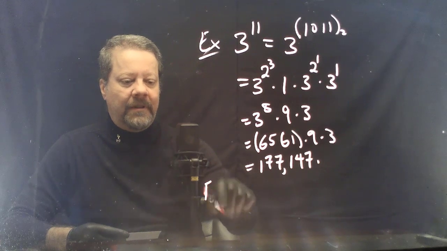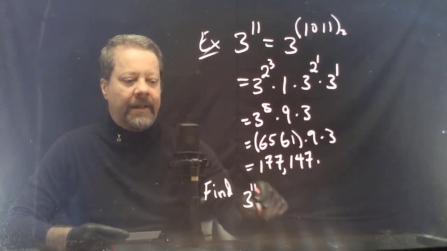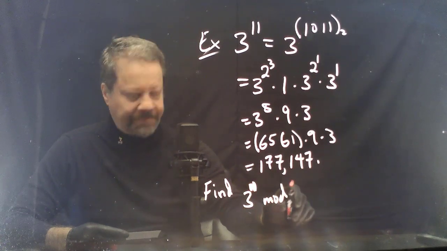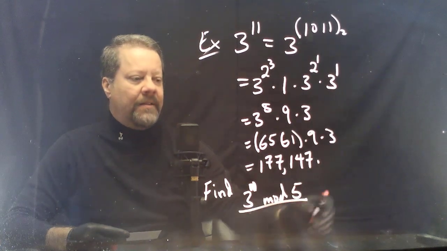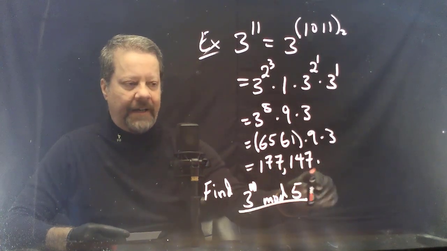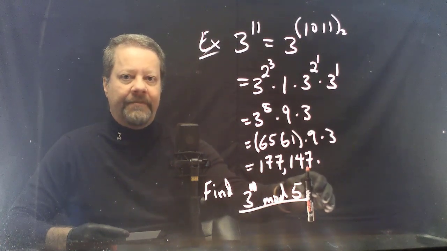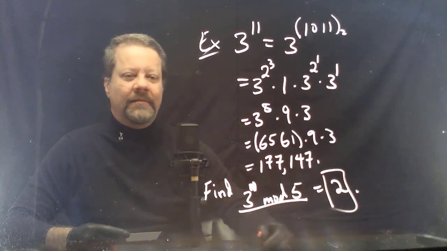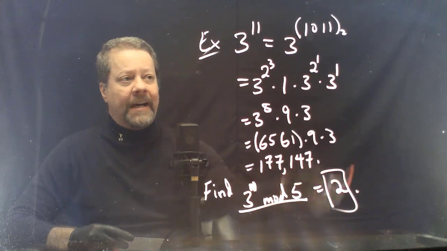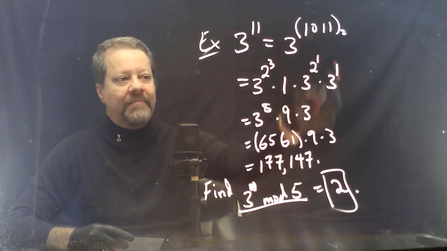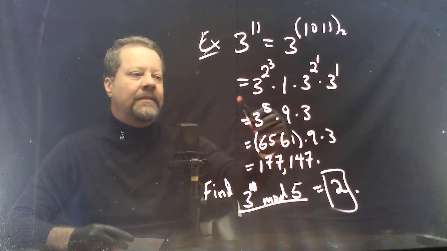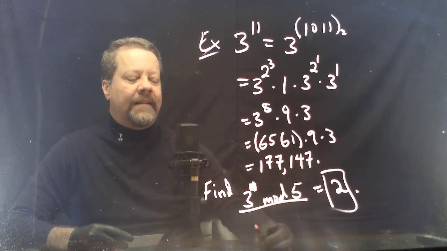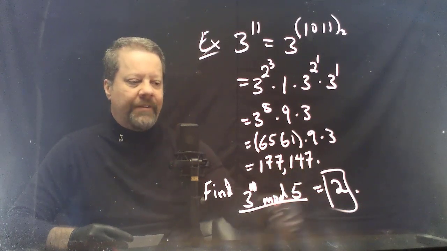Now, we're going to use this to find 3 to the 11th mod 5. So we need to calculate this number mod 5. Well, 5 goes in there with a remainder of 2, right? And so 3 to the 11 mod 5, it's easier if you first convert the 11 into binary. Use our special way of multiplying those factors together, and then do the simple arithmetic, then simply mod out by whatever your number m is.